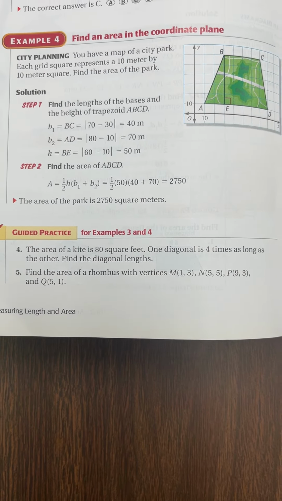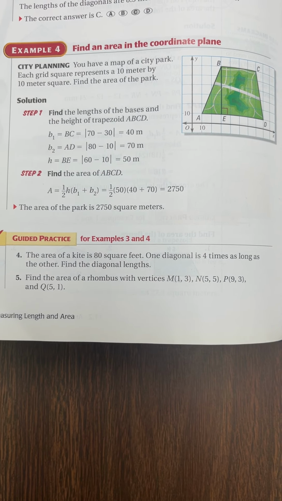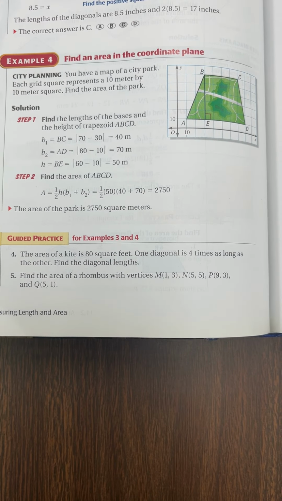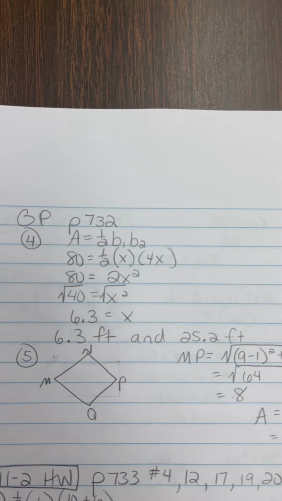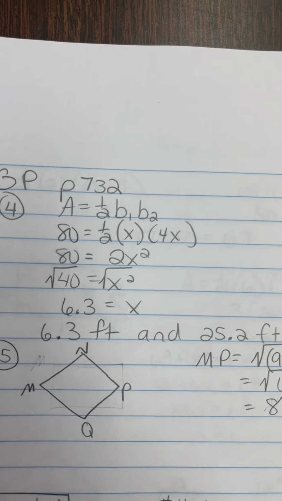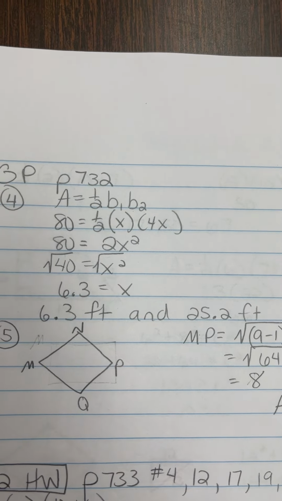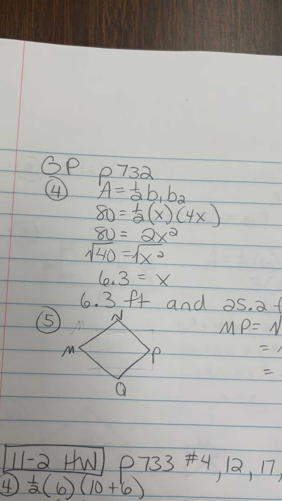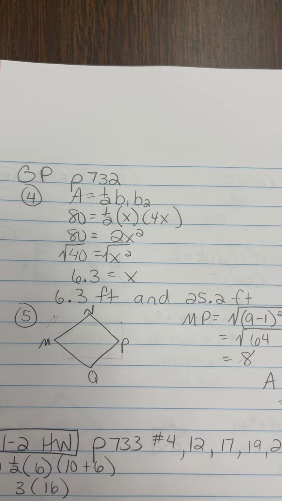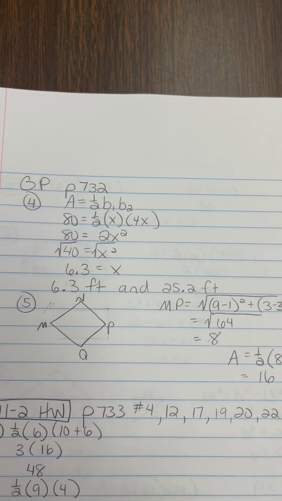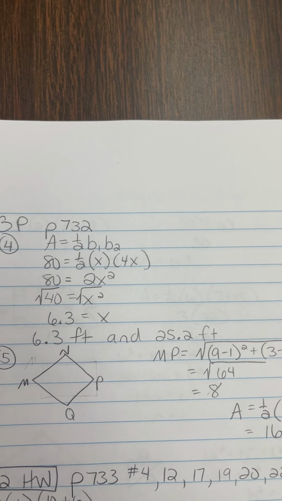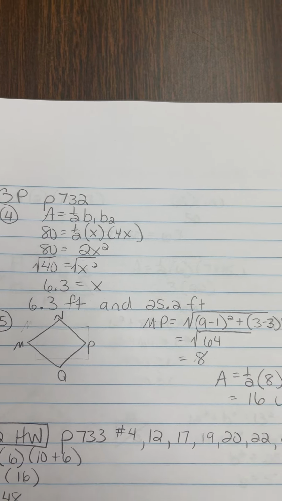Number 4 says the area of a kite is 80 square feet. One diagonal is 4 times as long as the other. Find the diagonal lengths. So what I did was plug in 80 for the area. One diagonal is x, the other diagonal is 4x. Working backwards, I found that one diagonal is 6.3. The other one has to be 4 times that, which gives me 25.2 feet.